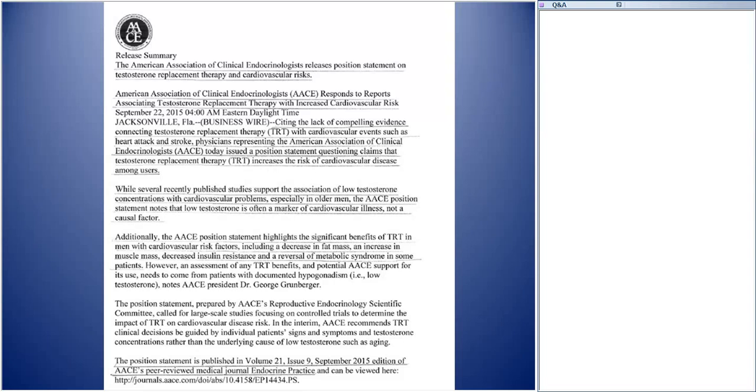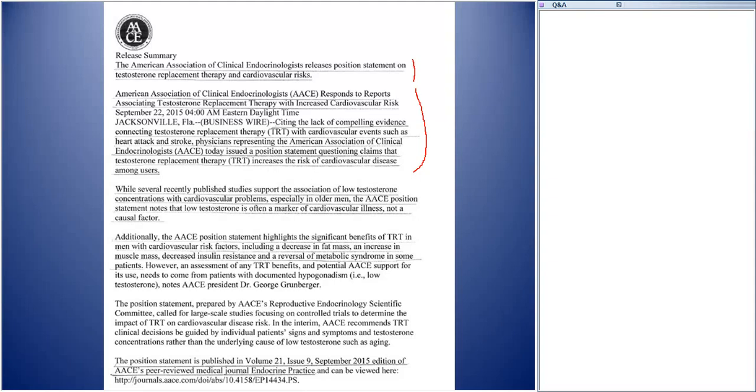This is a release summary from the American Association of Clinical Endocrinologists, and they released a position statement in spite of the recent FDA warnings, based on their review. The American Association of Clinical Endocrinologists responds to reports of associating testosterone replacement therapy with increased cardiovascular risk. Citing the lack of compelling evidence connecting testosterone replacement therapy with cardiovascular events such as heart attack and stroke, physicians representing the AACE today issued a position statement questioning the claims that testosterone replacement therapy increases the risk of cardiovascular disease.